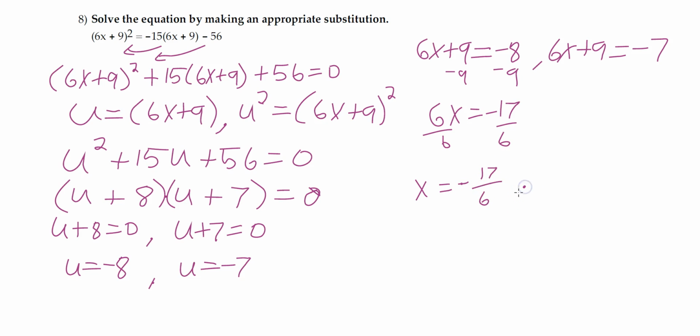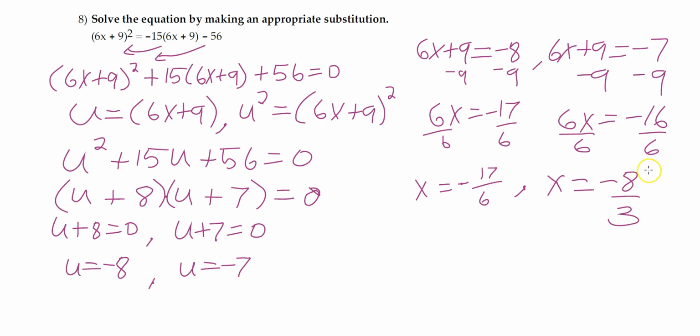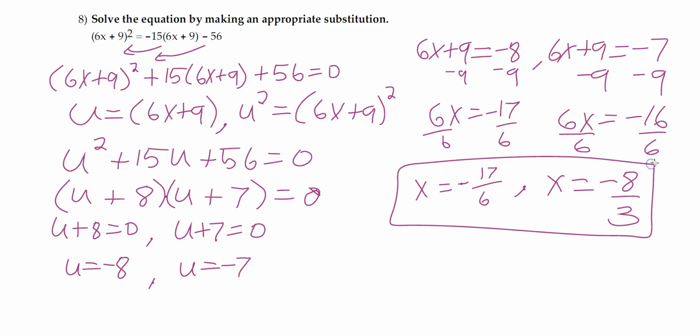And same steps, subtract 9, 6x = -16, and divide by 6. This one reduces. x equals, dividing by 2, -8/3. And here we have our two x solutions to this x equation. All right, I hope this helps.